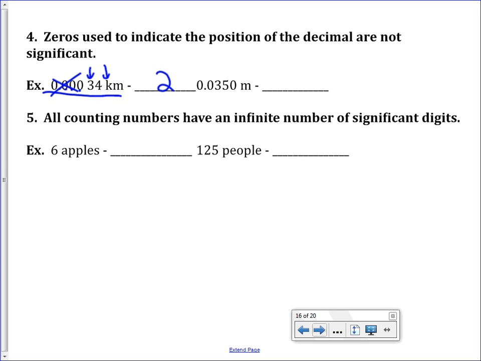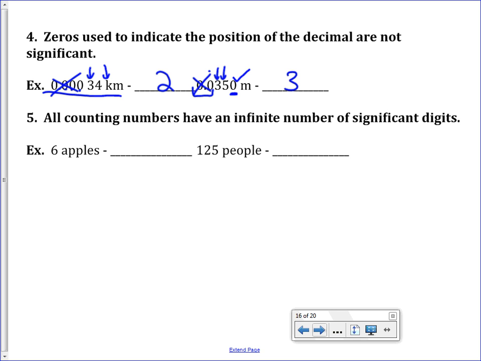In the next example, where we have 0.0350, again, the zeros in front of the number, although they are to the right of a decimal, because they do not follow our non-zero numbers, those 2 zeros do not get counted as significant. The 0 at the end, because it is following our 3 and our 5, and it is to the right of our decimal place, does get counted as a significant figure. So in this case, we have a total of 3 significant digits.